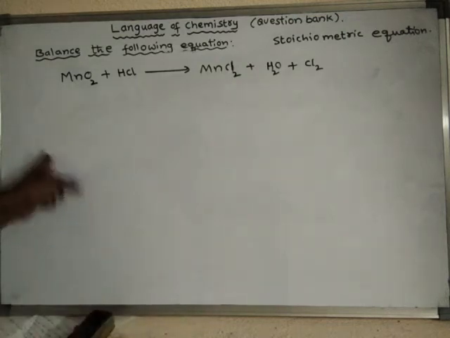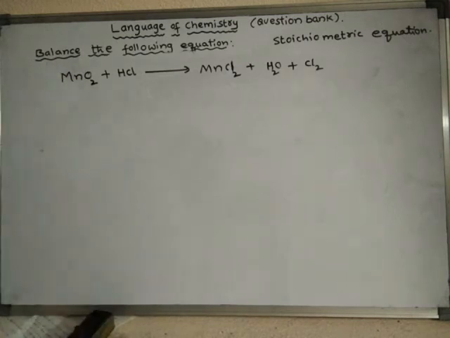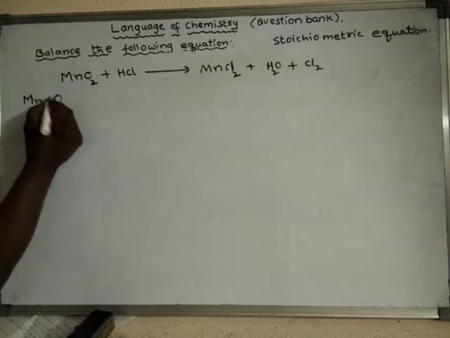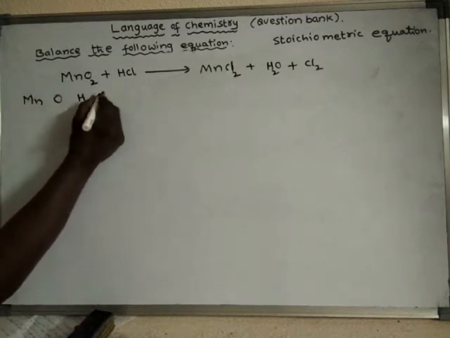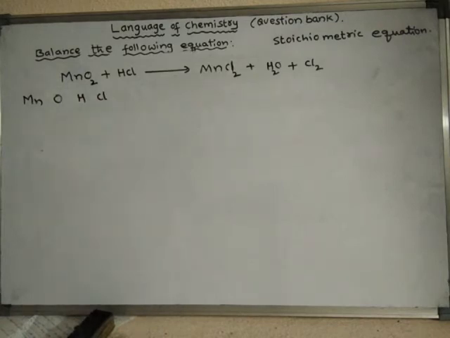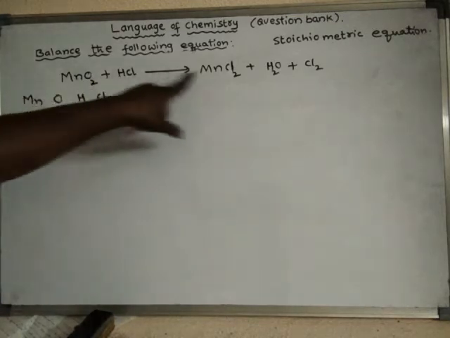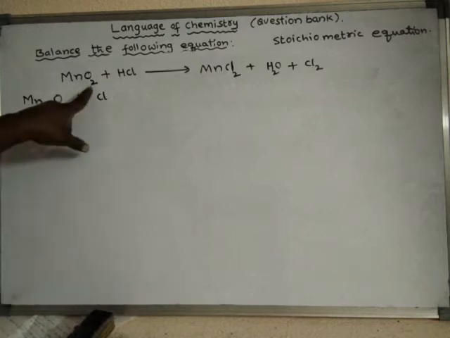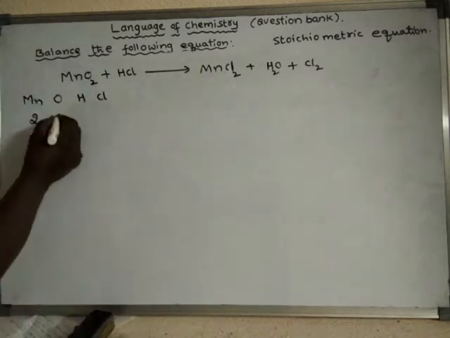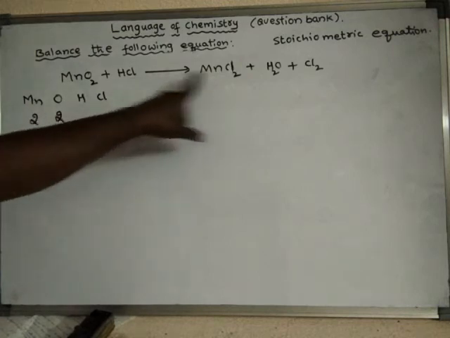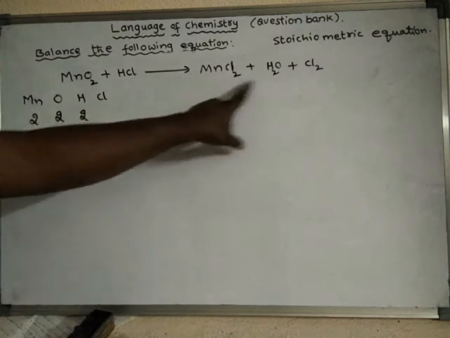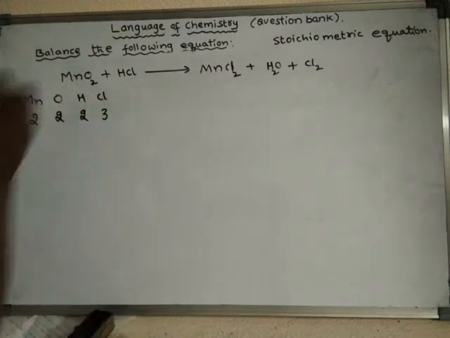In the frequency number method, first we have to identify what are the elements present in it. So what are the elements? Manganese, oxygen, hydrogen and chlorine. After identifying the elements, we have to write the F number of each and every element. Manganese is appearing at 2 places. Hence its frequency number is 2. Oxygen is appearing at 2 places. Its frequency number is also 2. Hydrogen is appearing at 2 places. Its frequency number is also 2. But chlorine is appearing at 3 places. So its frequency number is 3.